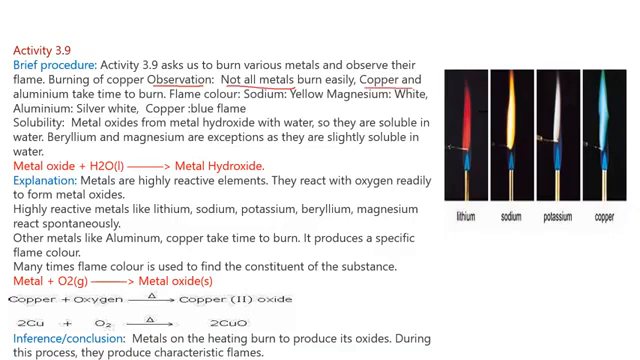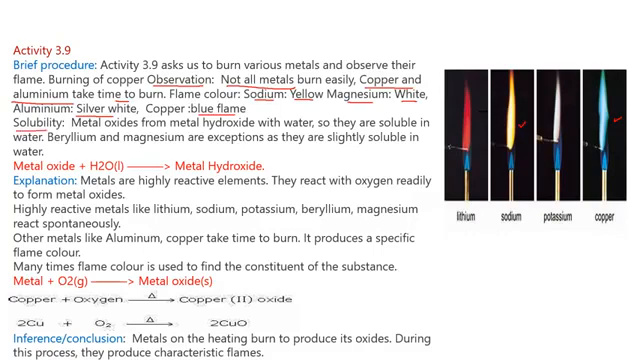Copper and aluminium take time to burn. The flame color of sodium is yellow, and the flame of magnesium is white. Aluminium flame color is silvery white, and copper is a blue flame. Here you can see the copper is blue flame and sodium is yellowish in color. I haven't shown magnesium over here.